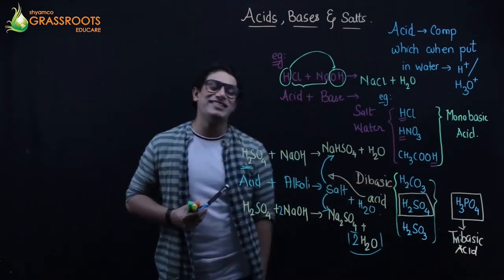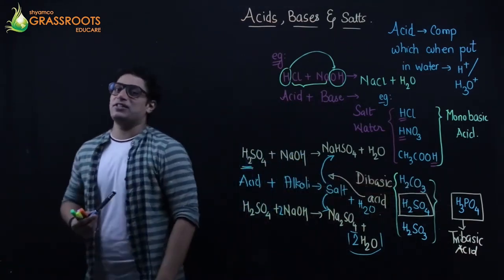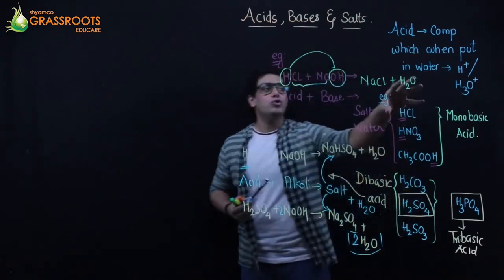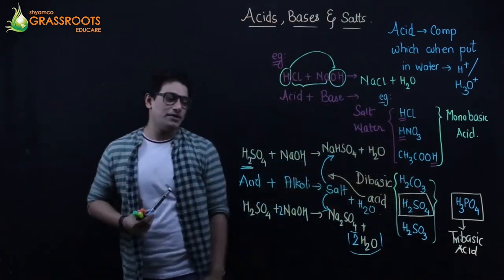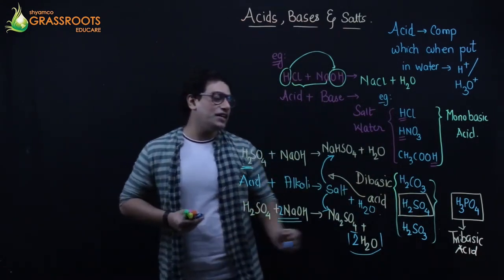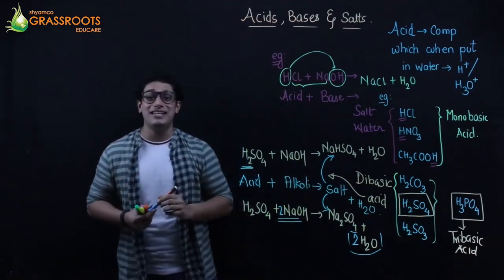So tri, obviously, you have caught me. Tribasic, three types of substances will be formed, three types of salts will be formed. So this was about monobasic, dibasic, tribasic. Dibasic, because it can react with two of the alkali. Tribasic can react with three of the base or alkali, which is NaOH.